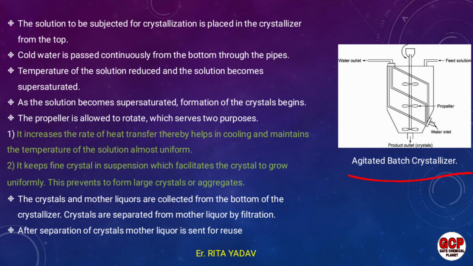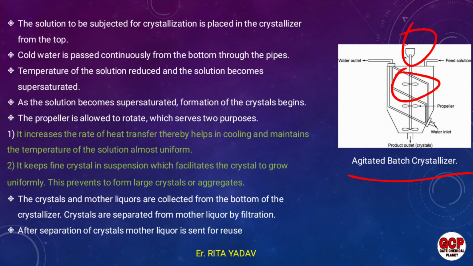So this is the agitated batch crystallizer. It is used for the crystallization process. The solution to be subjected to crystallization is placed in the crystallizer from the top. The cold water is passed continuously from the bottom through the pipes. When we pass the cold water, the temperature of the solution is reduced and the solution becomes supersaturated. As the solution becomes supersaturated, the formation of crystals starts.